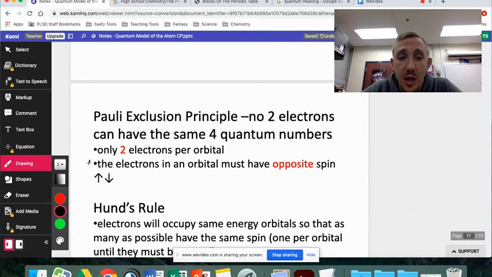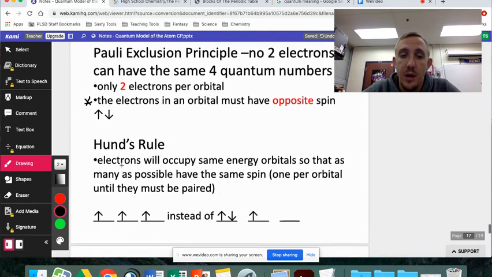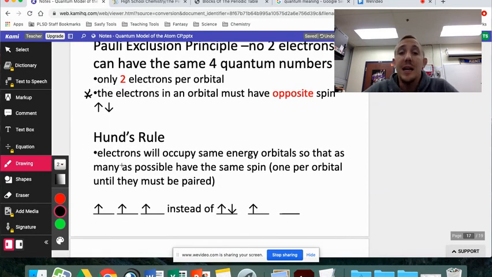Okay, this is huge to remember, so make sure you're writing these down. Hund's rule states an electron will occupy the same energy orbital so that they have as many of the same spin until they run out of orbitals to fill. Then we start having opposite spins. So notice I have an up arrow, up arrow, up arrow. I didn't do an up arrow, down arrow, up. It's going to fill every orbital first before it puts in that opposite spin.